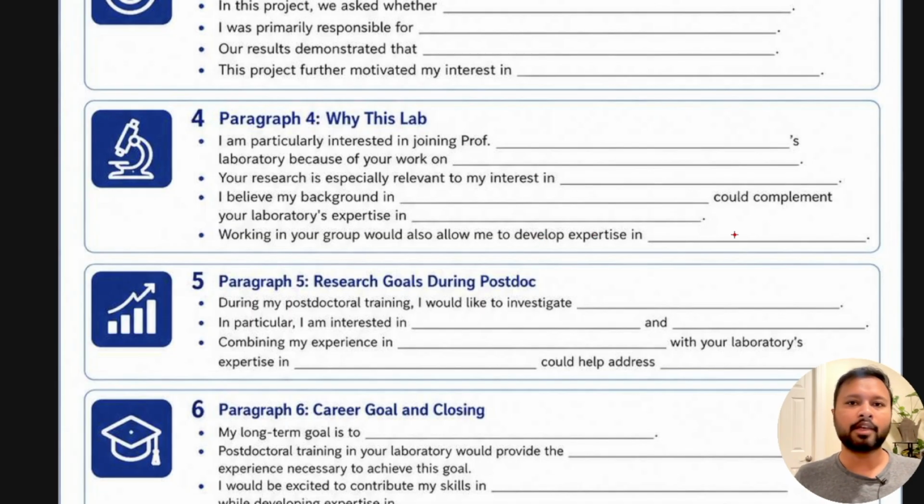"And working in your group would also allow me to develop expertise in..." So you are telling that not only are you contributing, but you are also there to learn. That's very important. You cannot just say, "I'm a giver, I will just come and keep giving things to you." No, you're also there to learn. So that's what you are going to explain here.